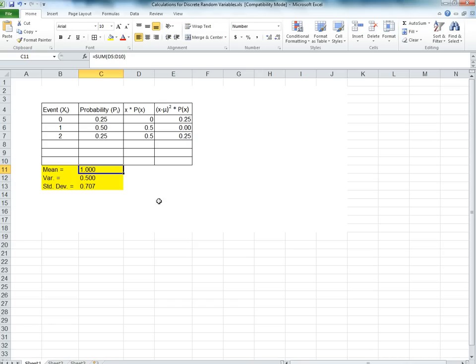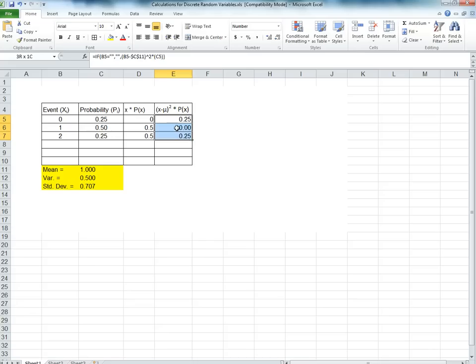Now for the variance, what I do here is take each of the event values 0, 1, and 2, minus the mean. Notice here C11, and notice it's what's called an absolute reference, where we're always going to refer to this cell when we're getting the mean. So we take each of these values, 0, 1, and 2, and subtract the mean from it. We square it, and then multiply it by the probability. So for this first example, we take 0 minus the mean, which is 1, and then we square that, multiply it by the probability, and we get this number. We do it for all 3 of these events.